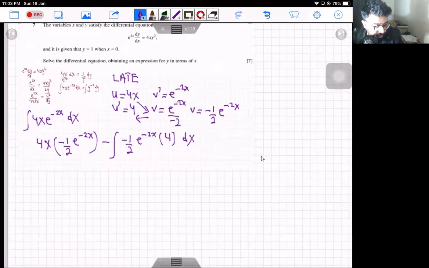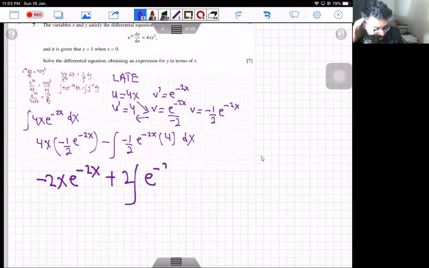So 4 divided by 2 is 2. So I can say that minus 2x multiplied by e raised to the power minus 2x, and these minus signs are being multiplied together, so this becomes positive. Integration of 4 over 2 will be 2. So 2 is a constant term outside, multiplied by the integration of e raised to the power minus 2x with respect to x.